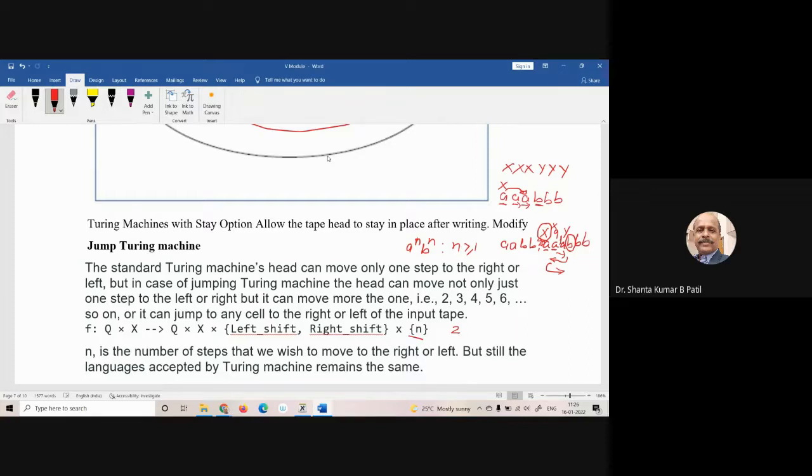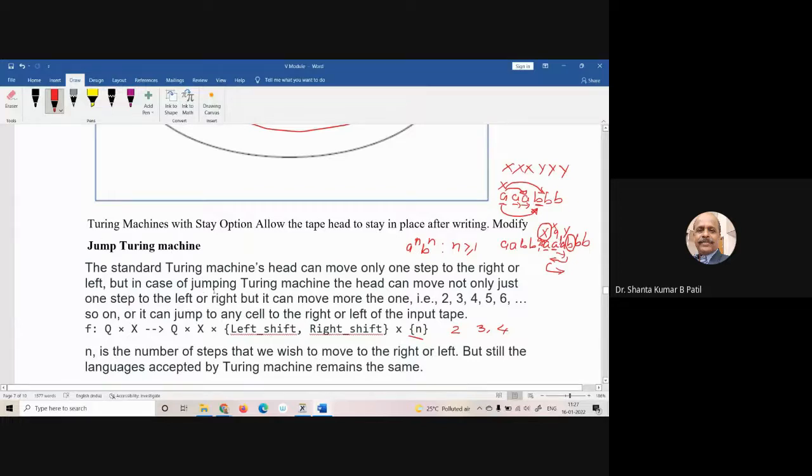For example, if you are giving n as 3, then after reading this, the next symbol read by the machine is a b only. If you are specifying it as 4, it is going to jump. After reading the first symbol, it is going to jump to this symbol. So such jumping Turing machines, we call the jump Turing machine.